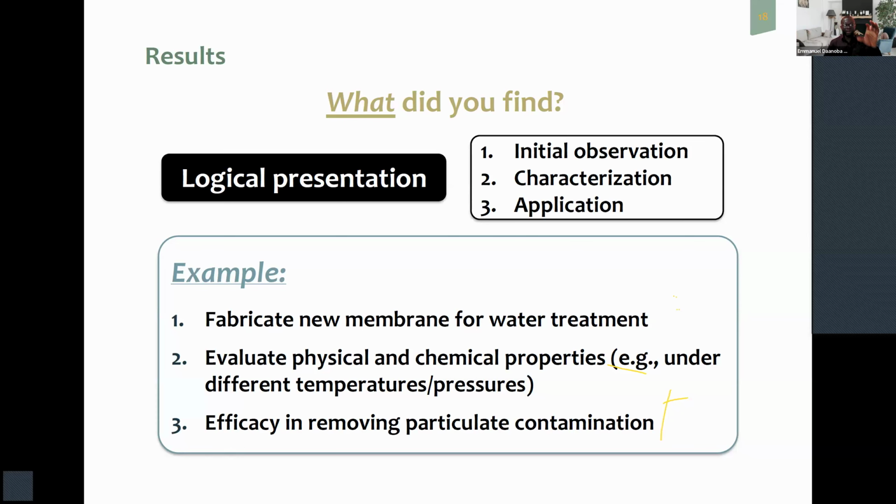So for example, fabricate a new membrane for water treatment. Evaluate physical and chemical properties, for example, under different temperatures and pressures. Third one, efficacy in removing particulate contamination. That is how the flow of your results could be.